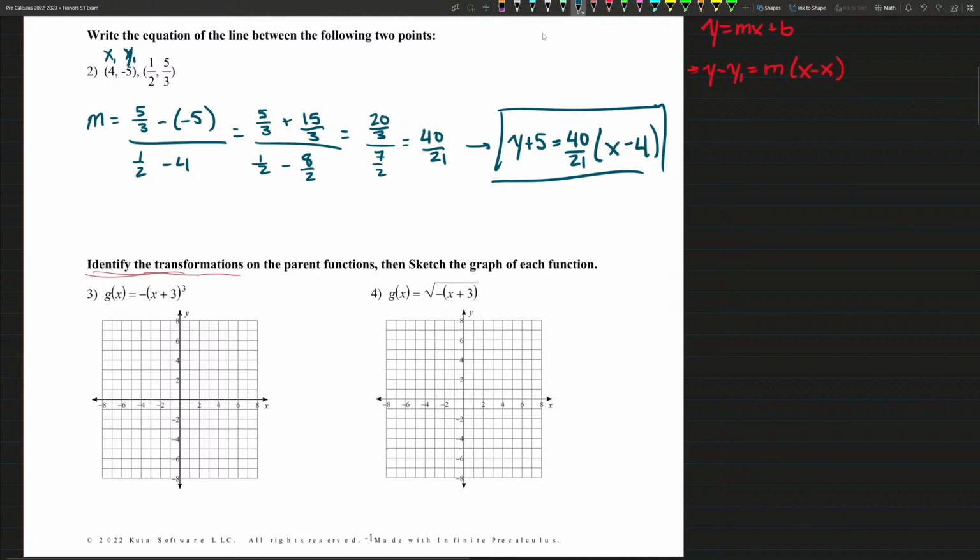3, 4, 5, and 6, identify the transformations on the parent function, then sketch the graph of each function. All right, so the first thing we need to do is just identify the transformations, right? So this negative says we're flipping our parent function upside down.